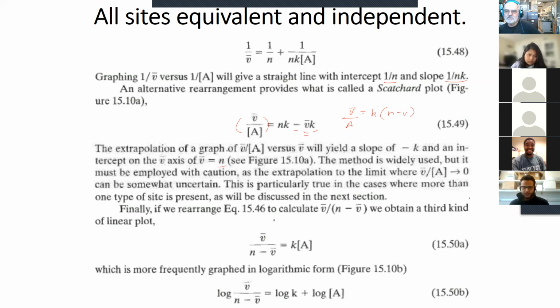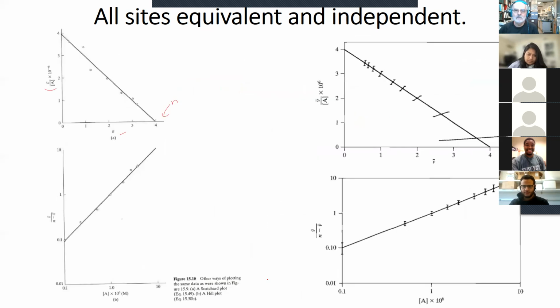Okay, so this is another form of the plot. And the form that you really want is the logarithm of this, where you take the log of nu over N minus nu, and then the log of a product is the sum of the logs, so it's the log of K plus the log of A. Okay, so this type of a plot, which is shown here at the bottom on the left and on the right.